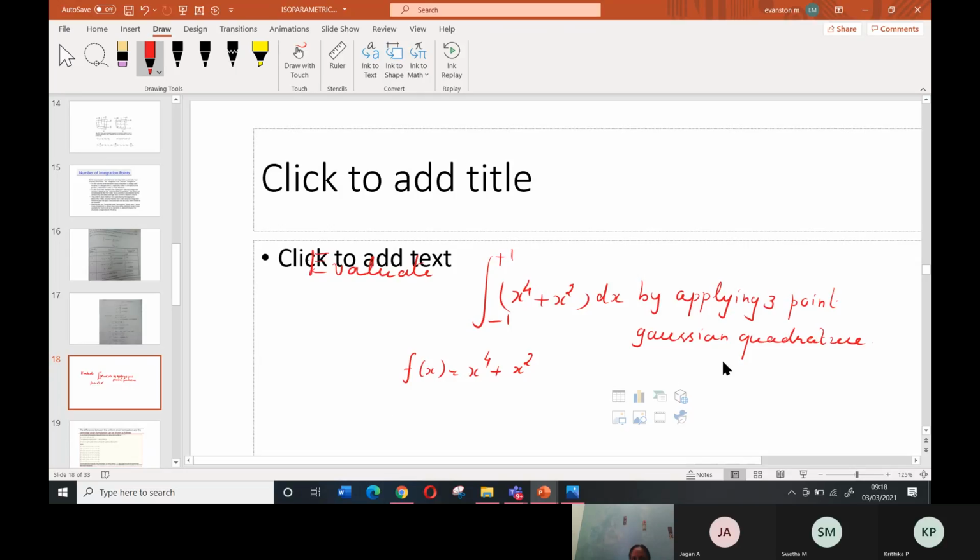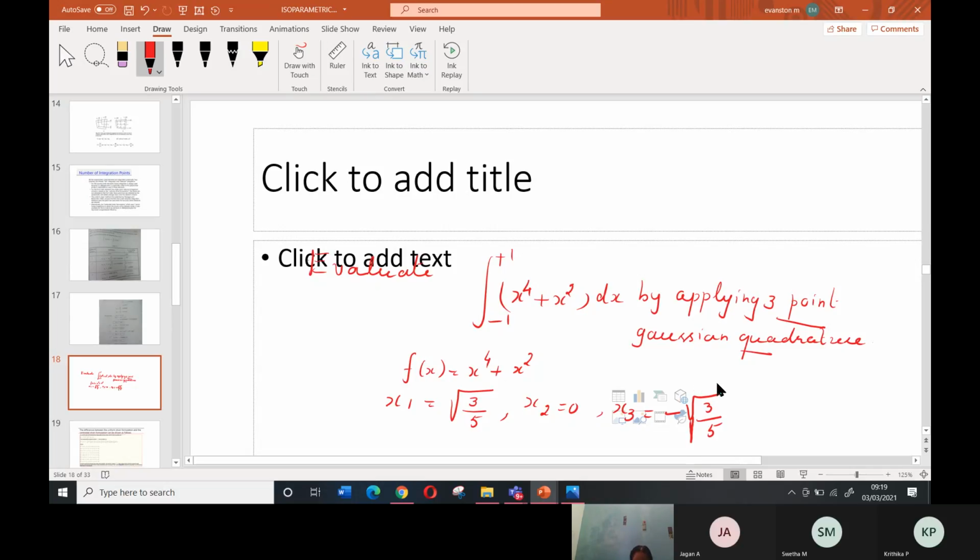So 3-point quadrature means it's a 3-point quadrature. Can you tell me the value of x1? It is root of 3 by 5, and x2 is equal to 0. What about x3? x3 is equal to minus root of 3 by 5. What I am writing is correct or not?